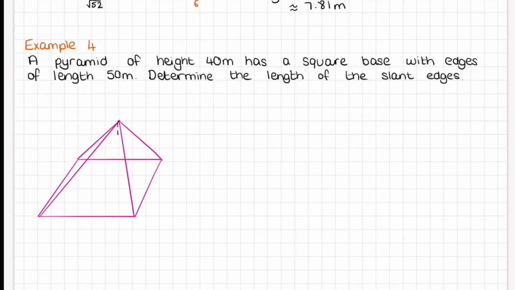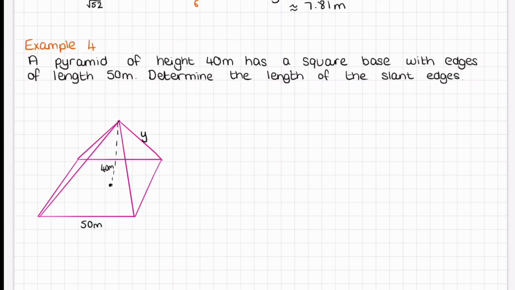So the height is the top point to the middle of the square base, and we know that that is 40 meters. And each of the edges is 50 meters. Now we're wanting to find the length of one of the slides. So I'm going to use this back one here as an example where I'm going to label it Y. We want to find the length of that.